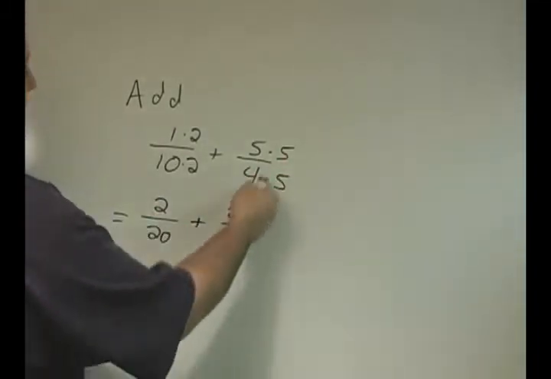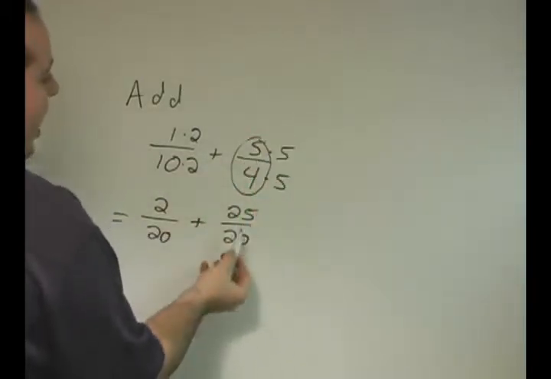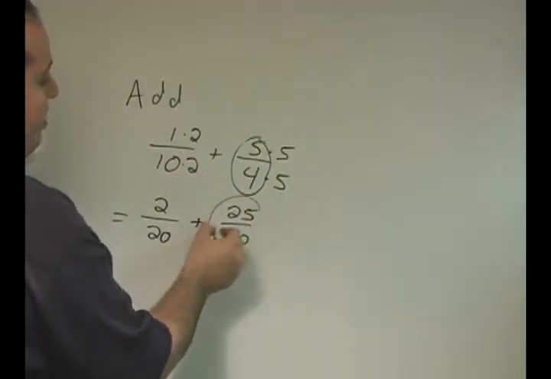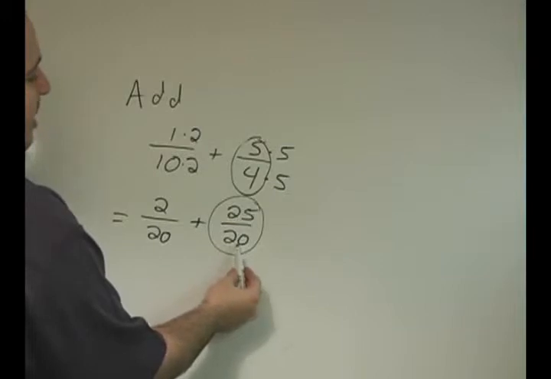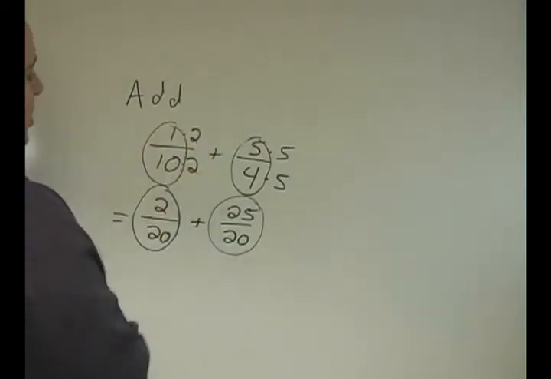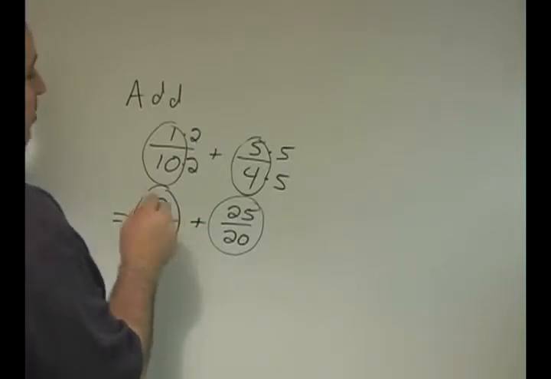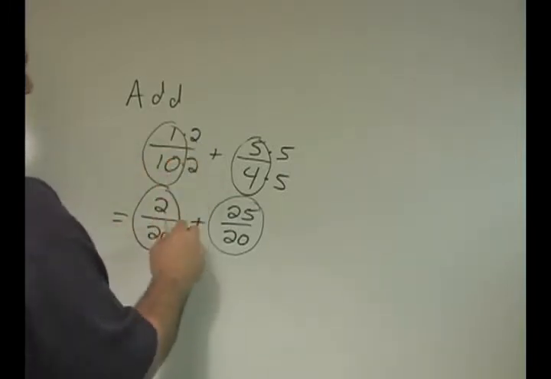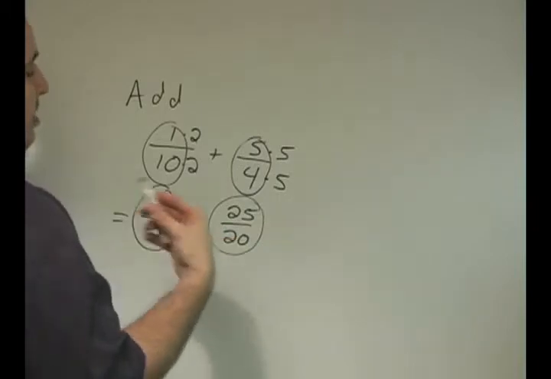The point is that this fraction, the 5/4, and the 25/20 are the same fraction, but this one has a different denominator. And the same thing here, the 1/10 and the 2/20 are the same fraction, but this one has a different denominator than that one. So they look different, but they're the same number. These two look different, but it's the same number.